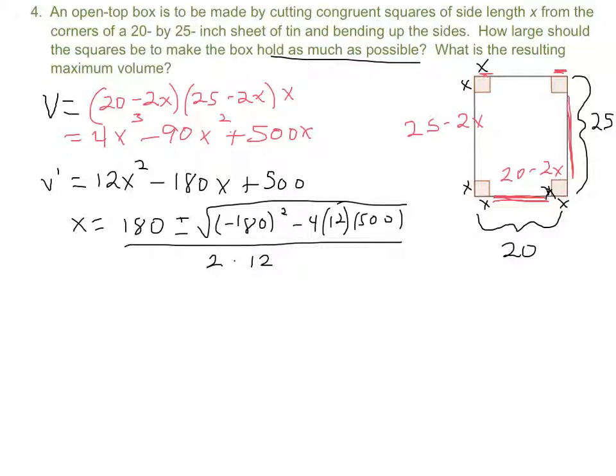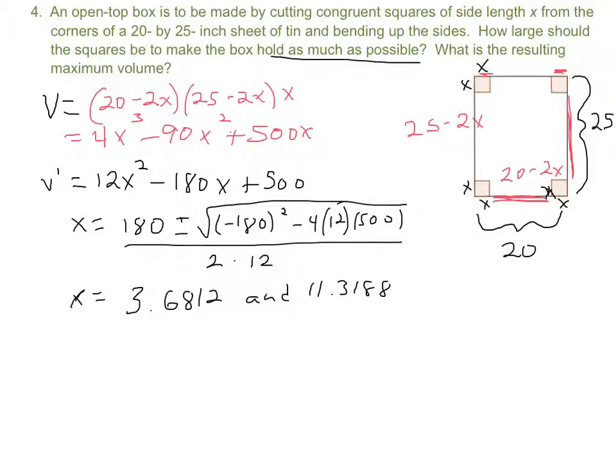When you work that out, and this is the type of problem that you would end up using a calculator on, and make sure we're truncating to 4 decimal places, you're going to get x is equal to 3.6812 inches and 11.3188 inches. So remember, we need to always check our domain.